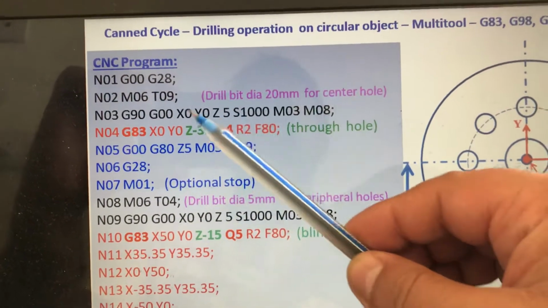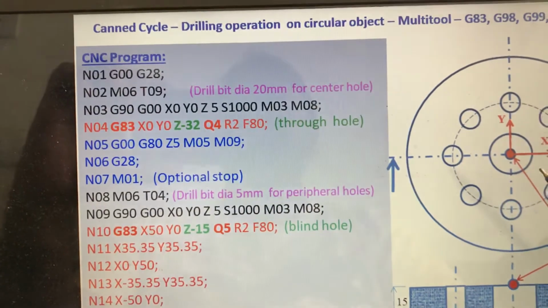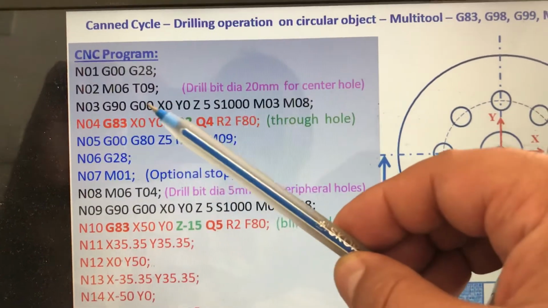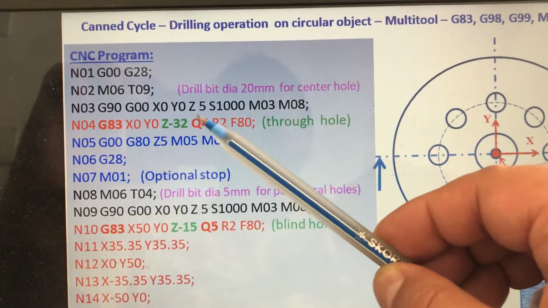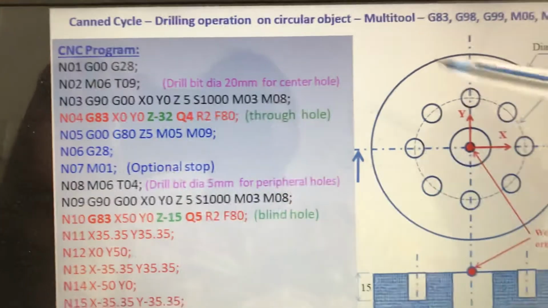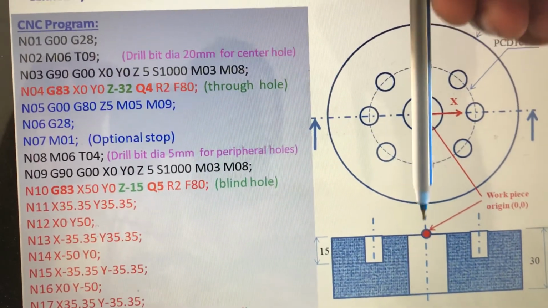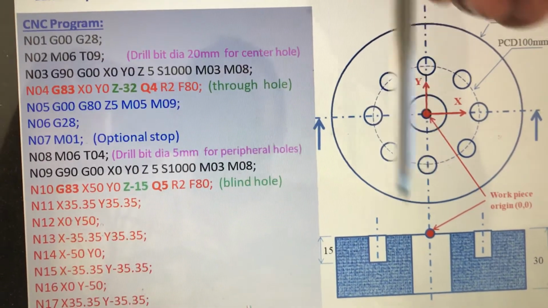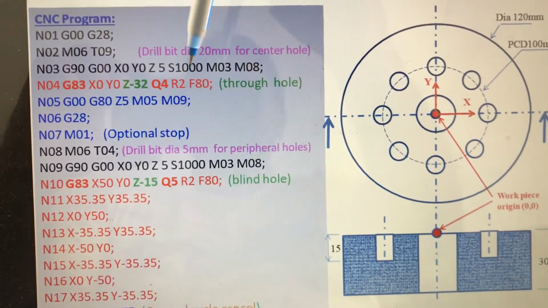The first tool which it is taking is a drill bit diameter 20 for the center hole, the bigger hole, and then absolute G00 X0 Y0 Z positive value, means it is going to the position. The tool is coming to this position here, X0 Y0 and Z is positive 5 mm above the workpiece surface, and start spindle, start coolant, and spindle rotates at 1000 rpm.